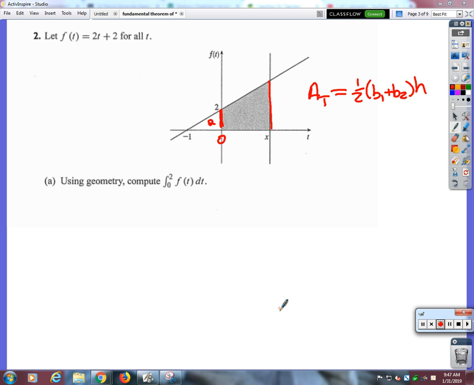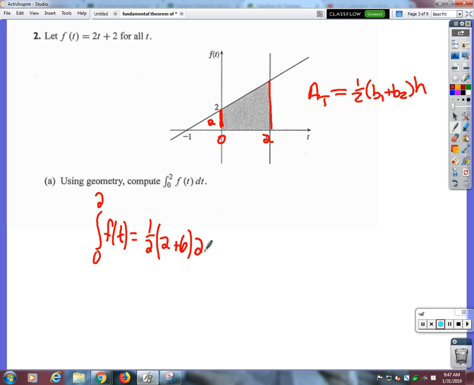Let's figure out the area, or the integral from 0 to 2 of f of t. Okay, so we're going to go 1/2. What is b1? 2. What is b2? What's this height right here? If this is 2, 6, because I take that and plug it into here. So it'd be 2 plus 6, and then the height is 2, so that works out to be 8. Okay?